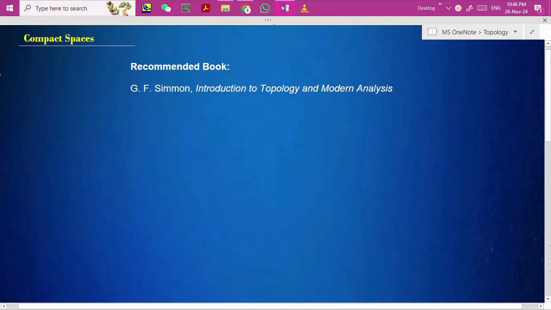We prove a theorem regarding compact spaces. First of all, I would like to mention that you can consult the book Introduction to Topology and Modern Analysis, written by G.F. Simmons. This book is for students at undergraduate level. So we start the theorem regarding compact spaces.